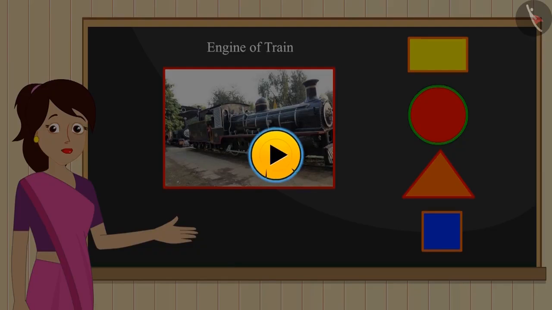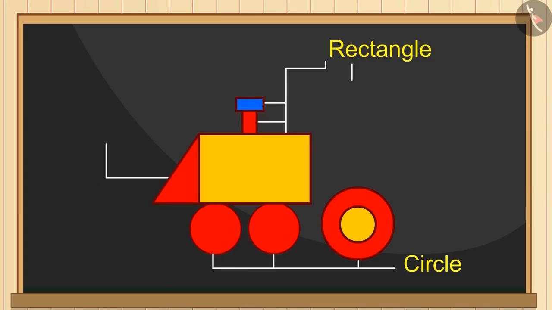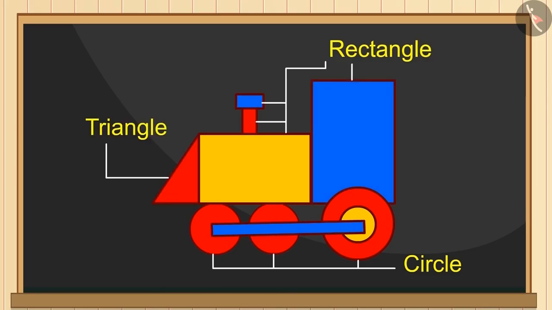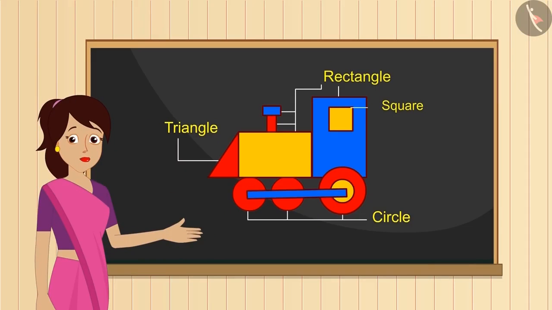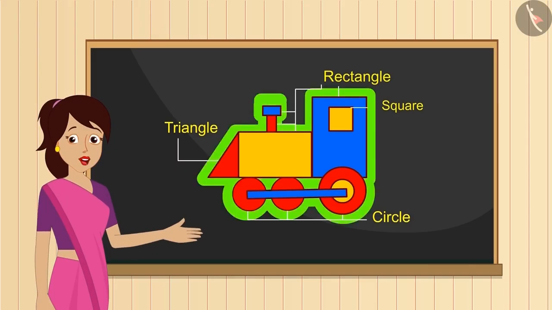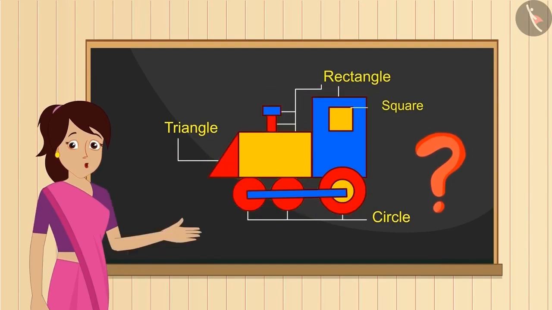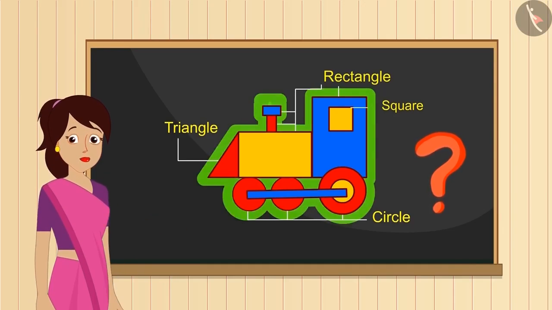See this. Its wheels are like a circle and its chimney is made of 2 rectangles. Rectangle to draw the whole engine and 1 window in the shape of a square. So how was it, children? Can you tell me the total number of rectangles, squares, triangles and circles in this picture? You can seek help from your friends and teachers.